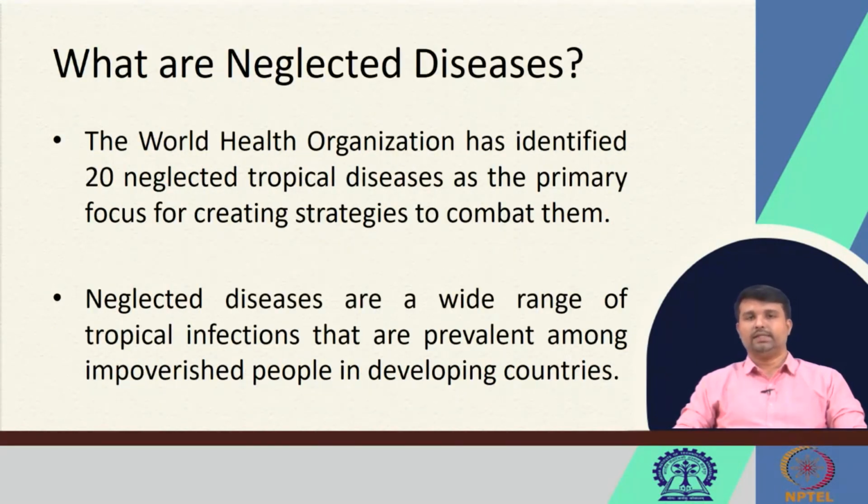Let us see what neglected diseases are. The World Health Organization has identified 20 neglected tropical diseases as the primary focus for creating strategies to combat them. Neglected diseases are a wide range of tropical infections that are prevalent among impoverished people in developing countries. So, these diseases are prevalent only in third world countries. Even though they affect a majority of the world population, the patients living in developing countries don't have the capacity to pay.